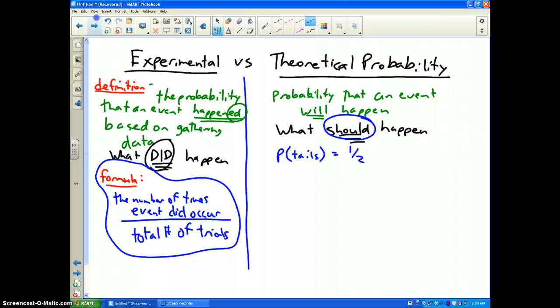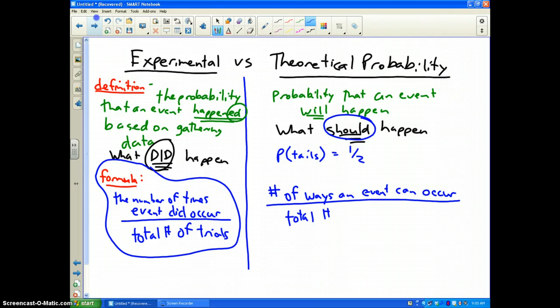Well, what's its formula? The formula is the number of ways an event can occur divided by the total number of outcomes possible. Total number of outcomes possible. That's the sample space. How many total outcomes are in the sample space? That's the bottom number. And that's what experimental versus theoretical probability is.